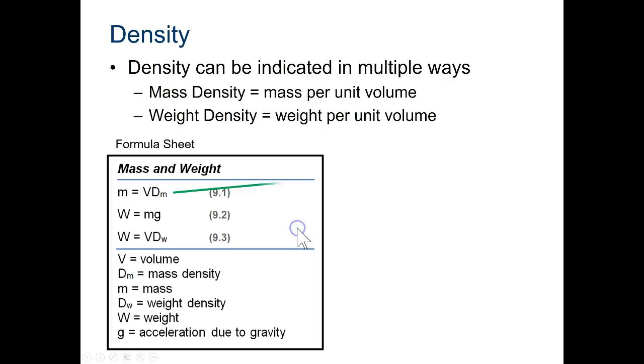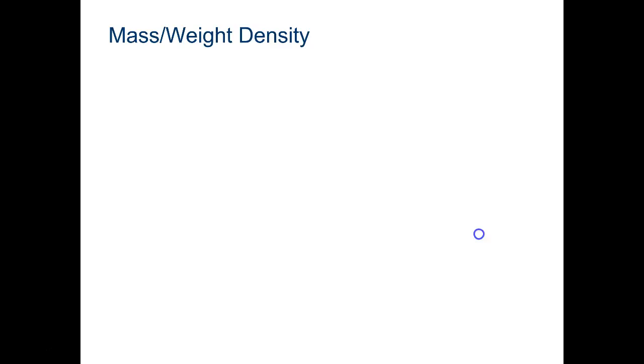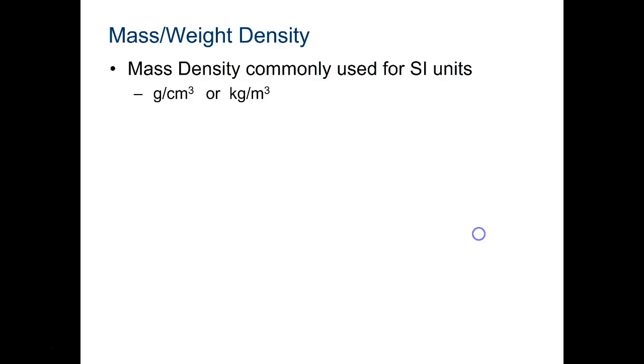Okay, we're getting down to the formulas. Here are the formulas, and they are essentially the same thing if you drop the subscripted M and the subscripted W. Mass is volume times density. Density is mass divided by volume. In the same way, weight is volume times density. Density is weight divided by volume. Be sure you have these in your notebooks and what they mean. It's a good idea to keep units with it. We need to talk about that next.